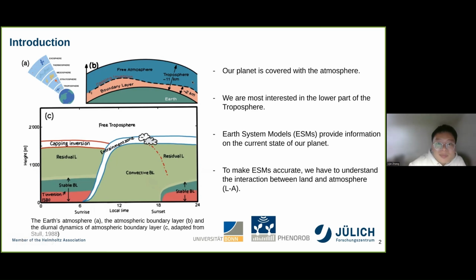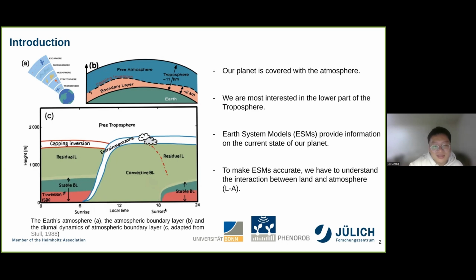So if you can see my screen here, after sunrise, because of the constant incoming radiation hitting the land surface, the boundary layer is heated and increases to its maximum.